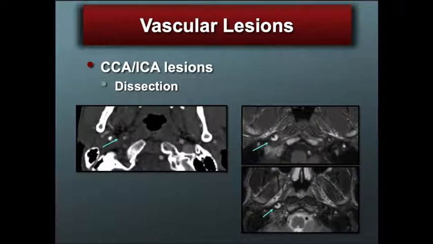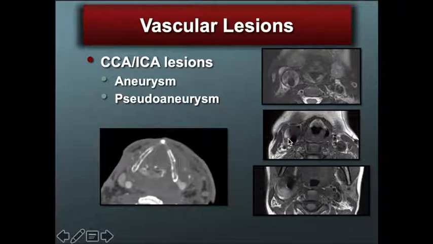Carotid lesions can, of course, be seen in the space. Dissection is a good example with T1 shortening related to the periluminal thrombus in this case. Aneurysms can present as expansile masses here. This was a patient with a large carotid aneurysm who had been treated with a covered stent, and you can see the displacement of the submandibular gland.